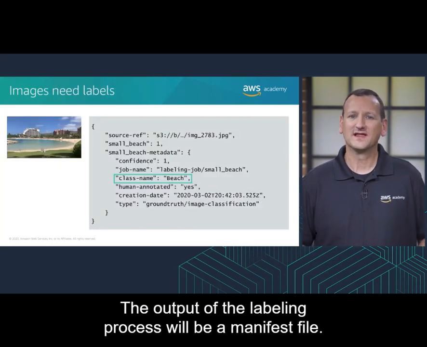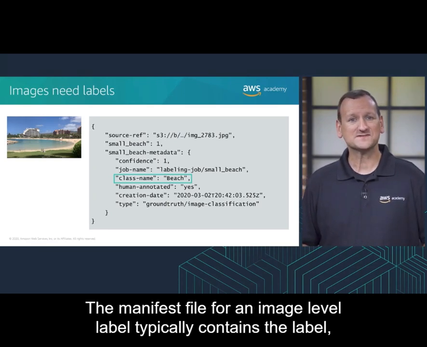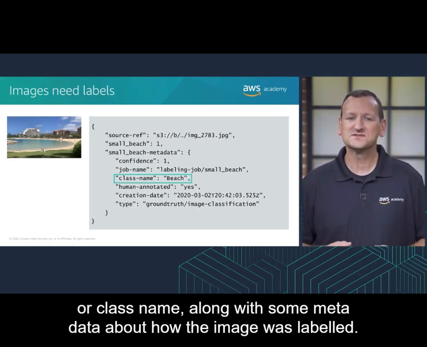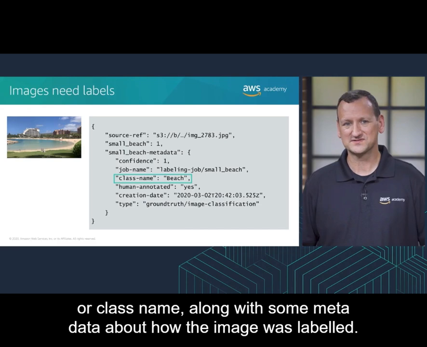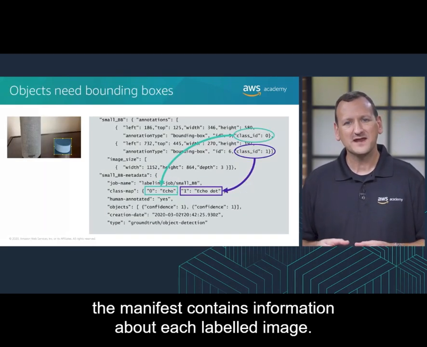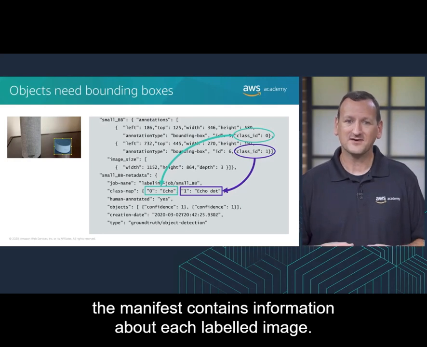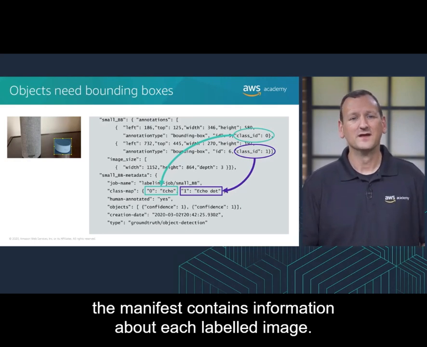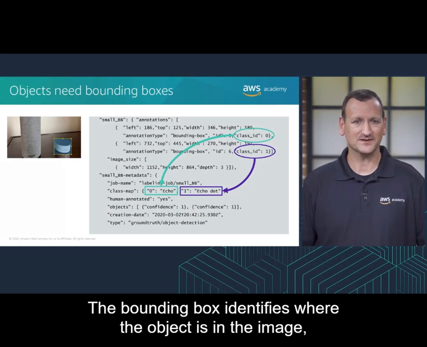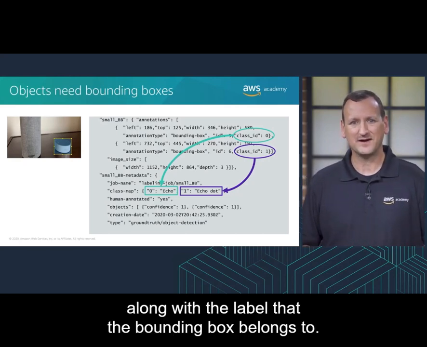The output of the labeling process will be a manifest file. The manifest file for an image-level label typically contains the label, or class name, along with some metadata about how the image was labeled. For object detection, the manifest contains information about each labeled image. The bounding box identifies where the object is in the image, along with the label that the bounding box belongs to.